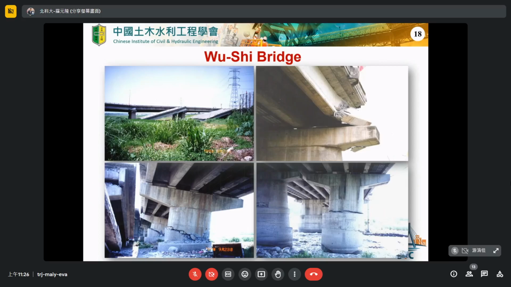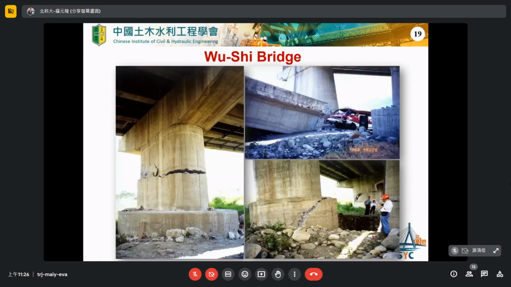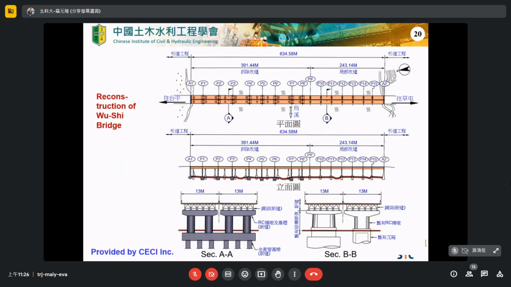So you can see the bridge deck falling down, and the movement of the superstructure. The girder was destroyed, and we can find shear failure of the bridge pier and flexural failure of the bridge pier. That is the damage situation at that time.